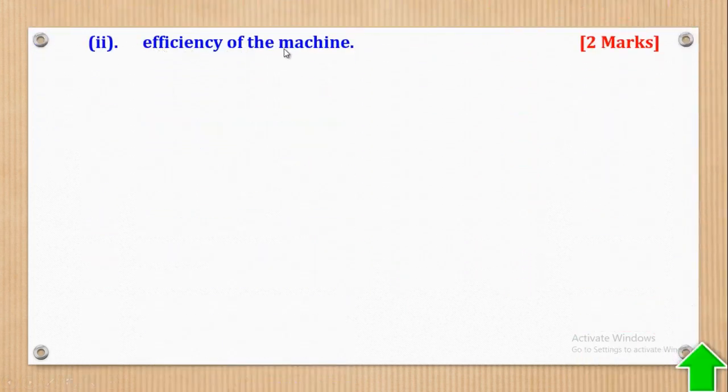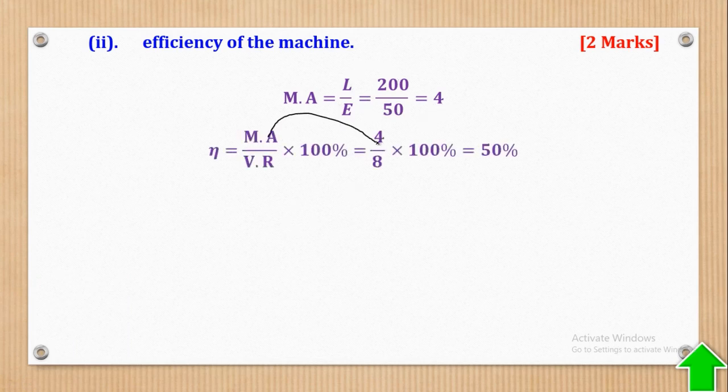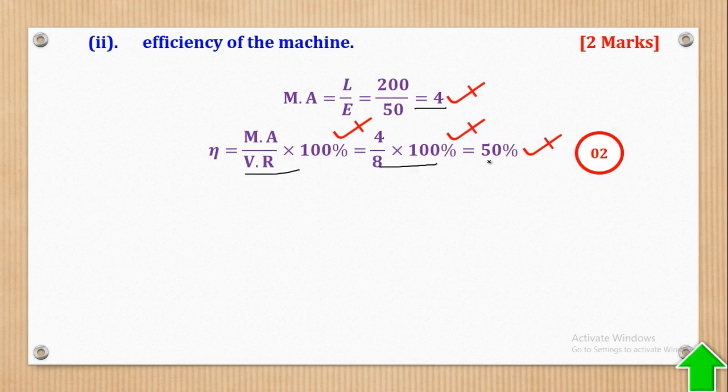Then Roman 2, they wanted the efficiency of the machine. So now that efficiency is equal to mechanical advantage over velocity ratio multiplied by 100. So the first thing to do is to get the mechanical advantage, which is load over effort, to give you 4 as mechanical advantage. And we already got the velocity ratio, so we shall come and substitute mechanical advantage, velocity ratio, and this 100 to come up with 50%. So half a mark for mechanical advantage, half a mark for this formula, half a mark for the substitution, half a mark for the output or the efficiency.